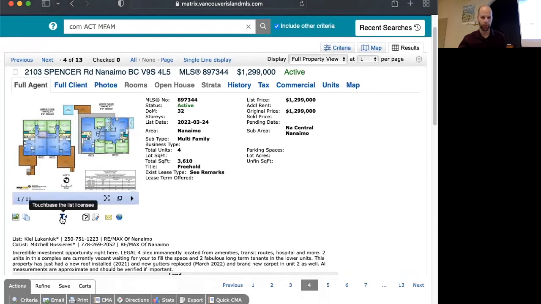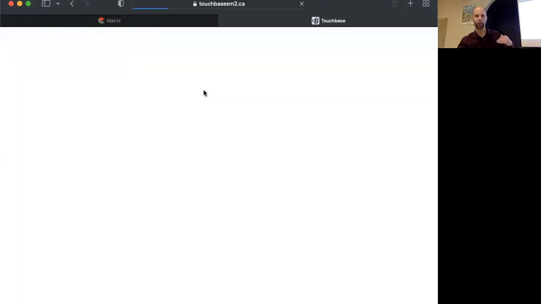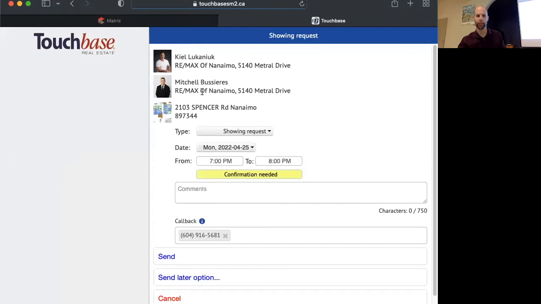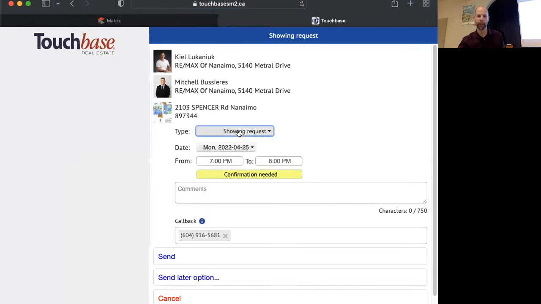So we have a program called TouchBase, and it is a way that the real estate agents communicate with each other. So these are the listing agents. I can put in a showing request. I can ask for information on the property, things like that. I just punch in the data I want to show it, send a request, it comes back.